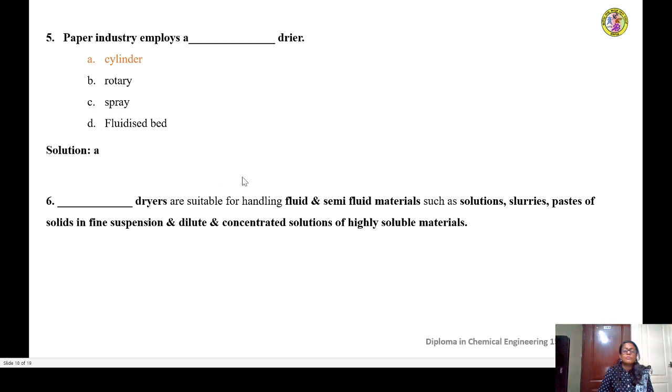Dash dryers are suitable for handling fluid and semi-fluid materials such as solutions, slurries, pastes of solids in fine suspension, and dilute and concentrated solutions of highly soluble materials. Is it tray dryers? Is it rotary? Is it tunnel? Is it drum? Of course, it's a drum dryer that is suitable for handling fluid and semi-fluid materials.